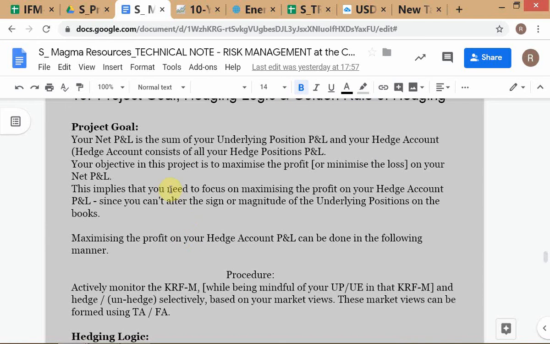Essentially you have to maximize your hedge P&L by taking views on the markets, because the underlying position P&L you can't do anything about. It's going to just change based on market price movements, but you have to manage your hedge P&L in such a way that you can offset the losses, so your total P&L will be maximized.